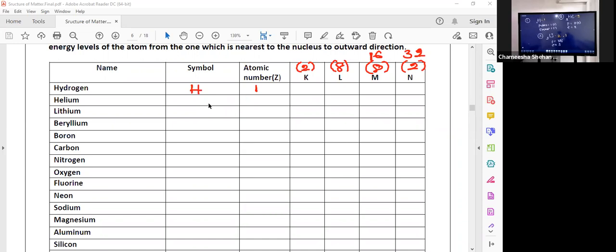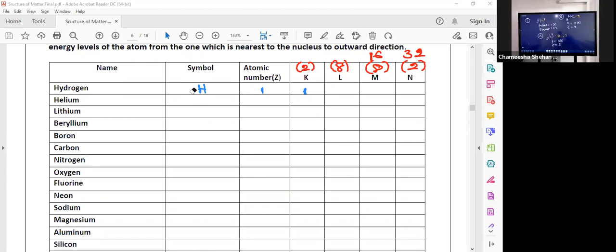Okay, so then let's see how it is done. Hydrogen. Symbol capital H. Atomic number 1. That means proton number is also 1. That is equal to the electron number. So electron number is 1; in the first energy level, 1 electron is filled.